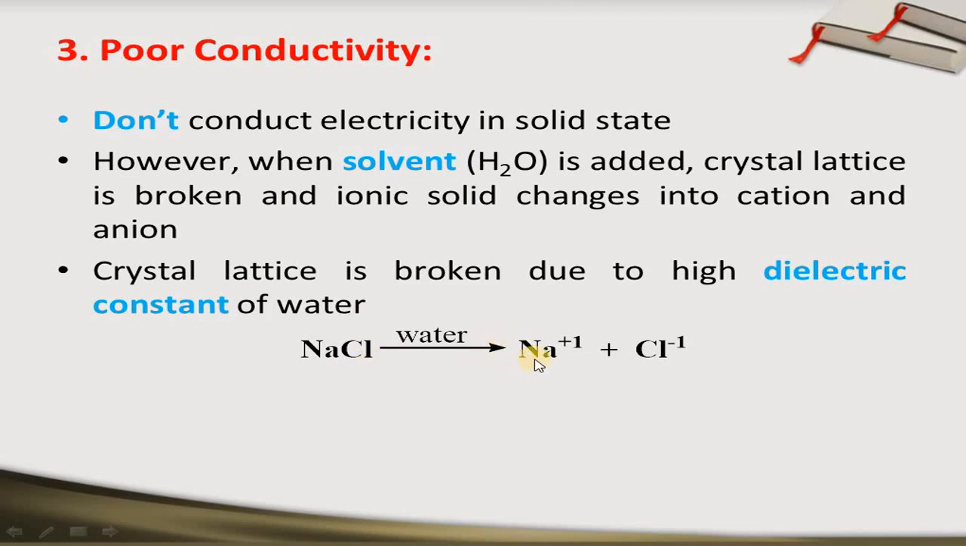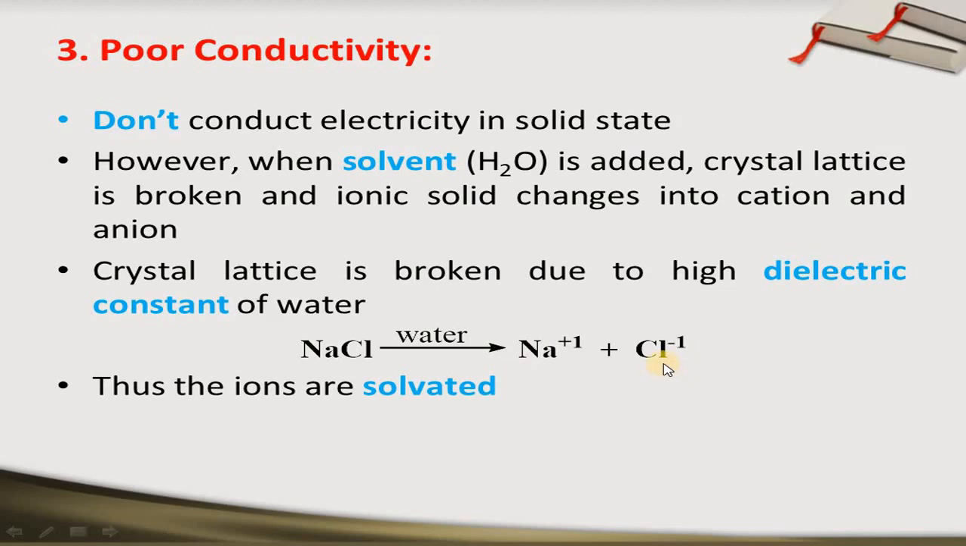But when it is converted into its respective ions, these ions are responsible for conductance of electricity. We can say that ionic solids are non-conductors in their solid state, but when they are present in their molten state, they are conductors of electricity. These ions are solvated, and due to their solvation, they can conduct electricity.